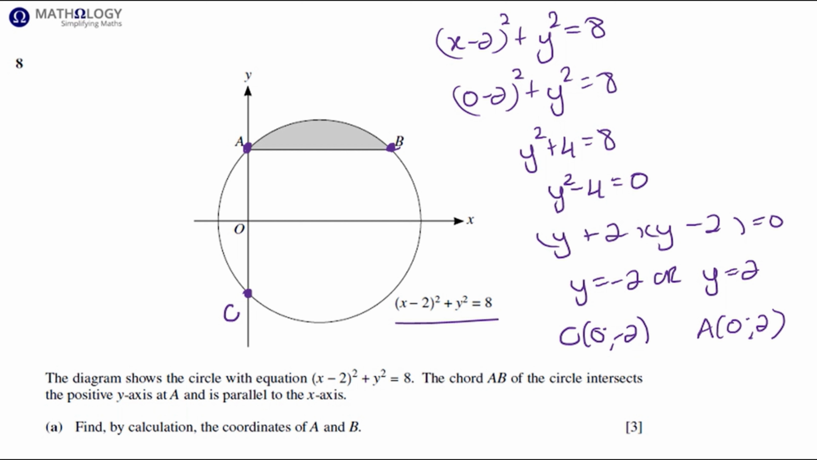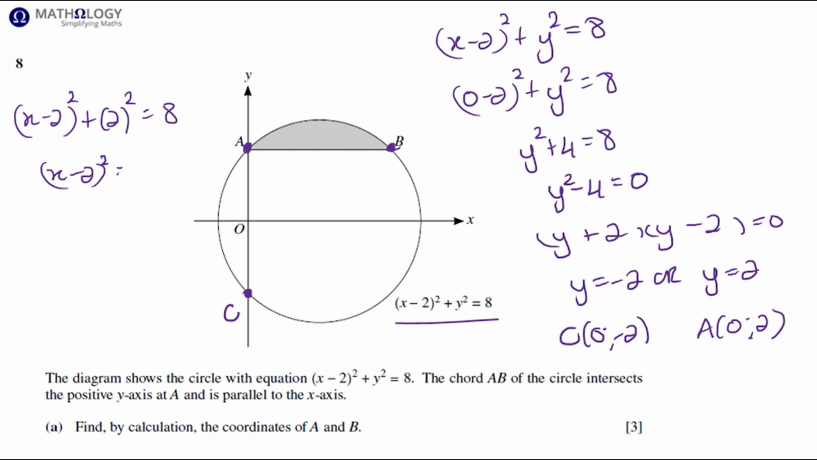Now B will have the same y coordinate as A because A and B lie on the horizontal line AB, which is a y graph. The line segment AB passes through the y-axis where y equals 2 at point A. So to find the x coordinate of B, we're going to substitute B's y coordinate, which is 2, into the circle. So x minus 2 all squared plus 2 squared equals 8.